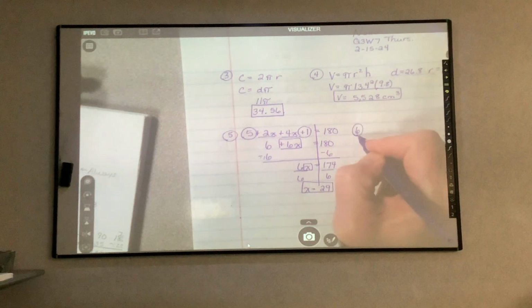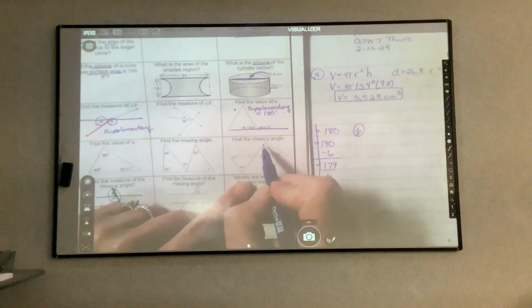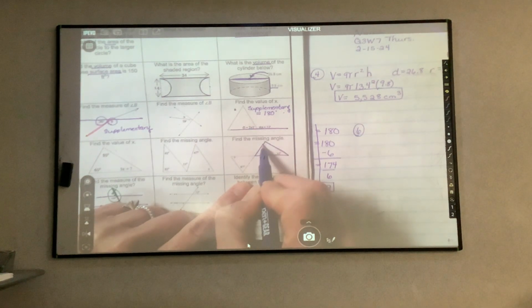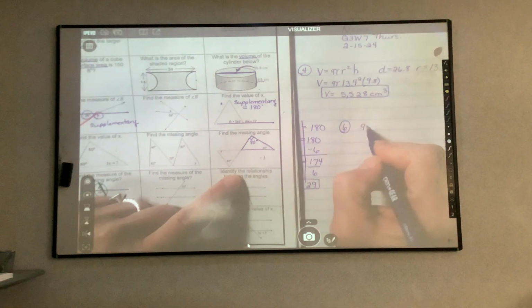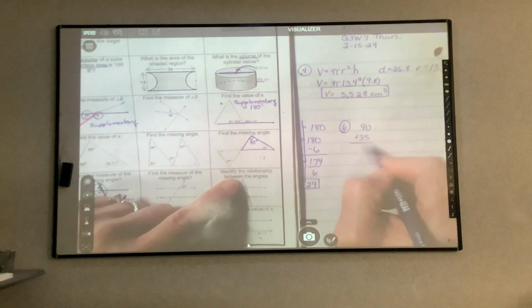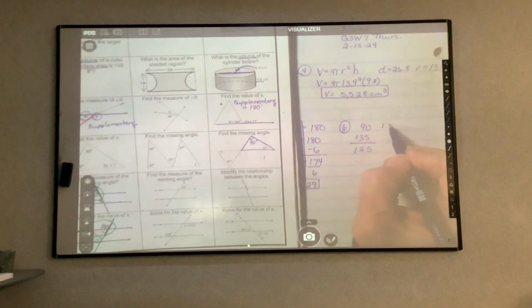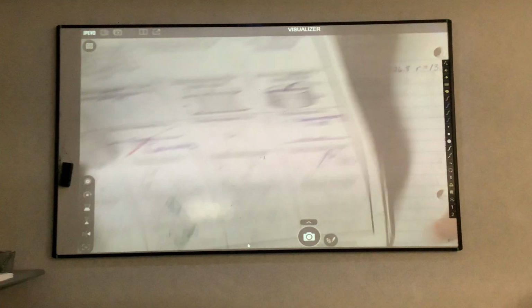For number 6, you start with the triangle that you know, and I know this triangle because this box represents a right angle, which is 90 degrees. So I add 90 plus 35 equals 125. Then I take 180 minus 125, and I get 55 degrees. Put that in on your paper.